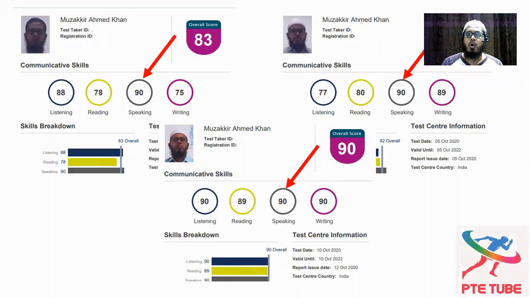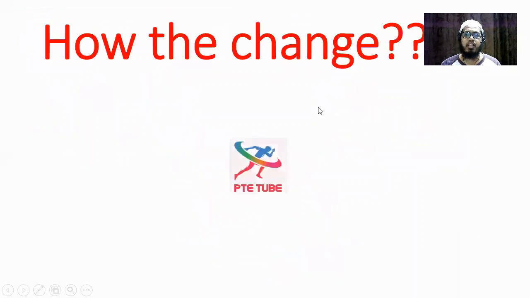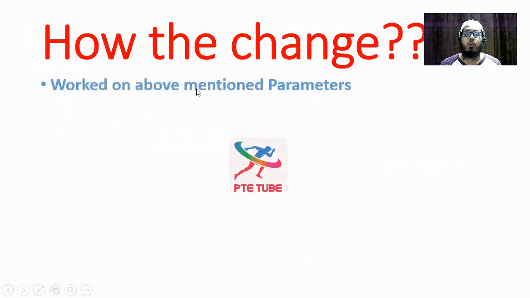So why is this? How I found out my loopholes, where exactly I was committing mistakes, is what I figured out and worked on. Hence, every time I gave the test, I made sure that I don't repeat the mistakes that I used to commit. That is why I was very consistent in getting 90 in speaking all the time. How did the change actually happen? I worked on the above mentioned parameters, as I mentioned above. Apart from that, there are 2-3 parameters which I couldn't mention above. I just worked on them effectively. It's not that you just keep focusing, okay?